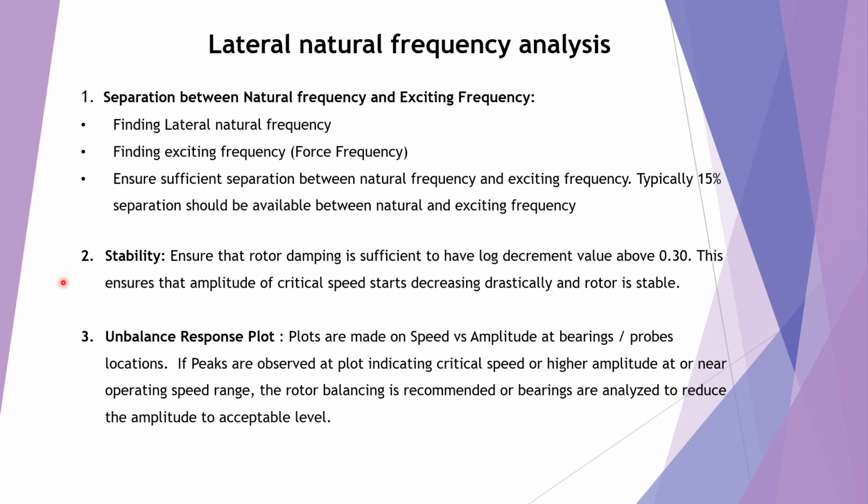The second criterion is a stability check. Ensure the rotor damping is sufficient, as indicated by the log decrement. Because of damping, the amplitude starts decreasing, and this value should be above 0.3. This will ensure that the amplitude at critical speeds decreases drastically and the rotor is stable.